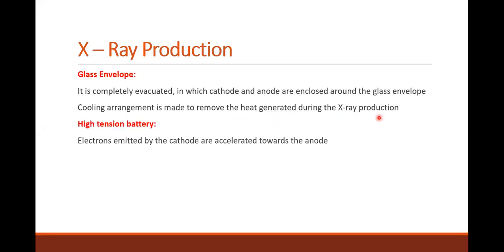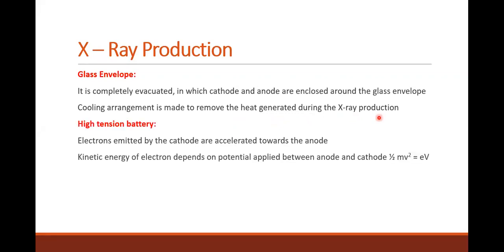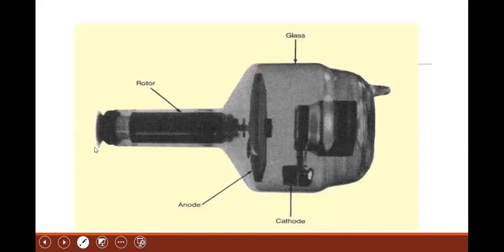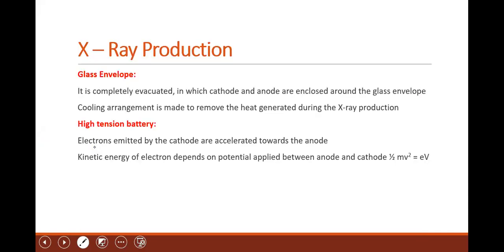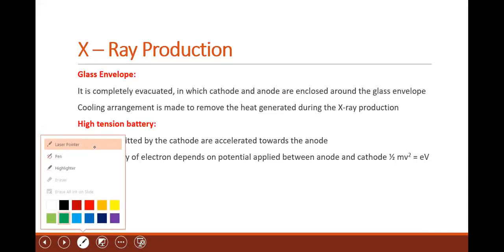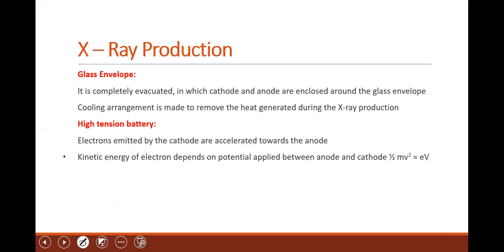Already explained. Next, electrons are emitted by the cathode and they are accelerated towards the anode. This takes place by the high tension battery. I don't know how much you understood this, students. Here, the voltage you are applying, E times V equals half M V squared.